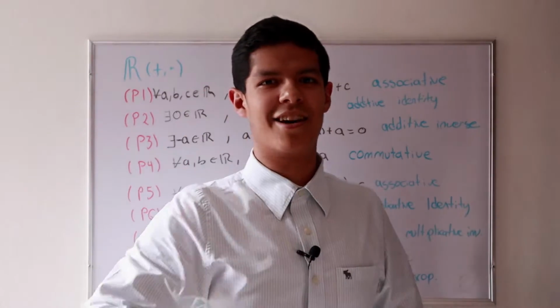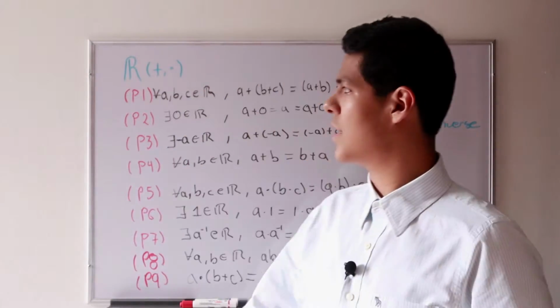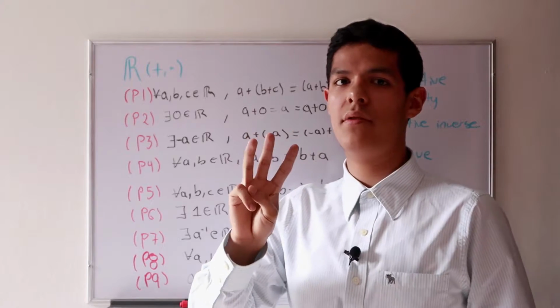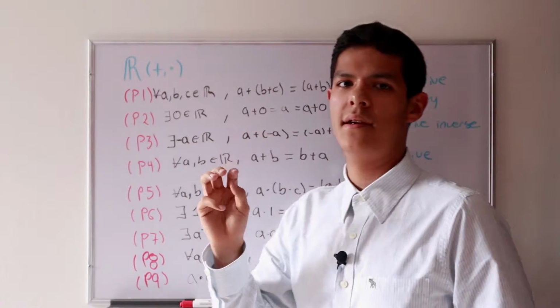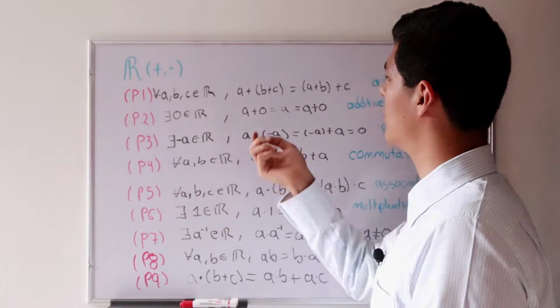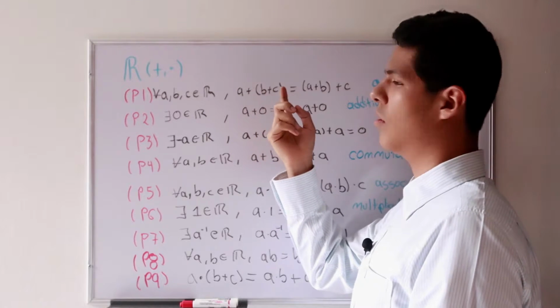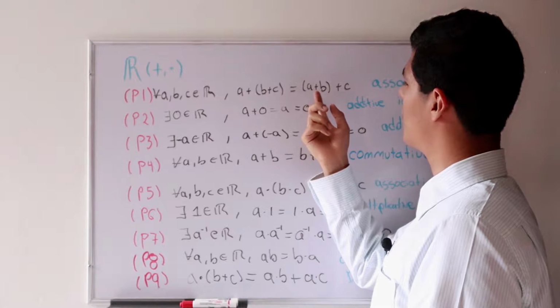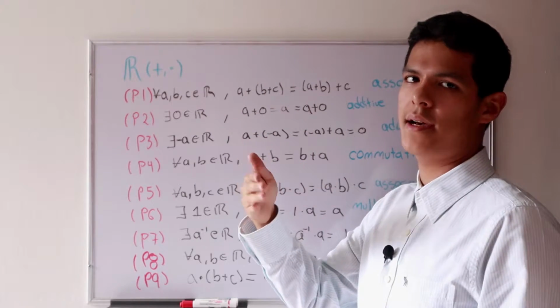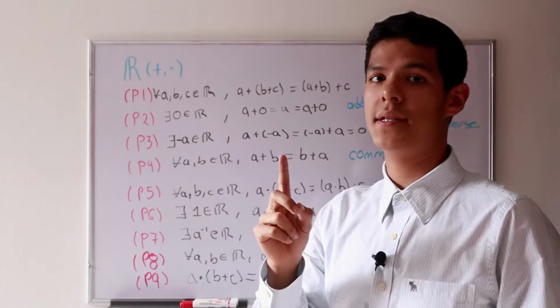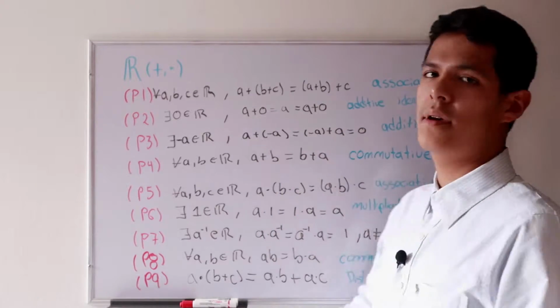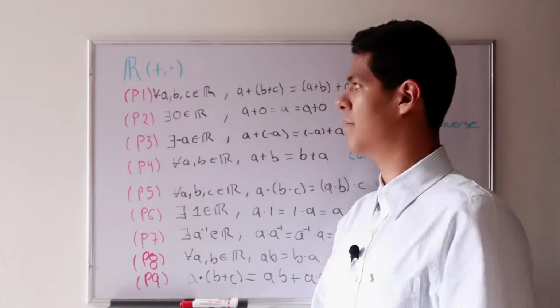Today we're going to see the basic properties of the real numbers on the operations of addition and product. So let's get started. The first one says that given three real numbers you can add them in different ways. For example, you can add a plus b plus c, or first add a plus b and then add c. This, guys, is the associative property of addition.